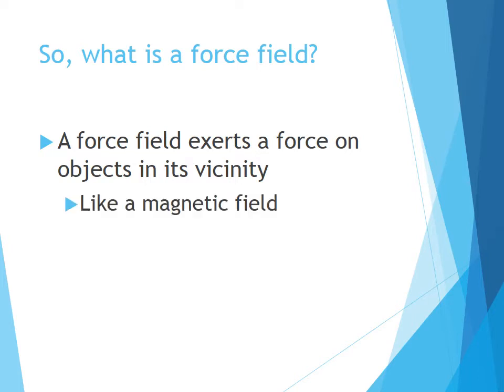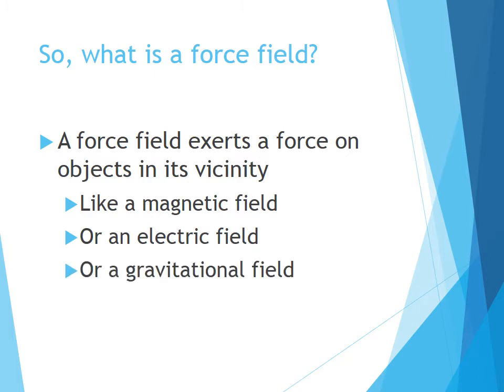Like a magnetic field. If you've played with iron filings next to a bar magnet, you'll notice that the magnet itself attracts the iron filings in a certain pattern, and those follow the field lines. An electric field acts similarly. I turned on the Van de Graaff machine today in class, so hopefully you got a visual of what the electric field lines look like around essentially what would be a point charge. Or a gravitational field. Now this one, unlike magnetic and electric fields, is much harder to visualize.